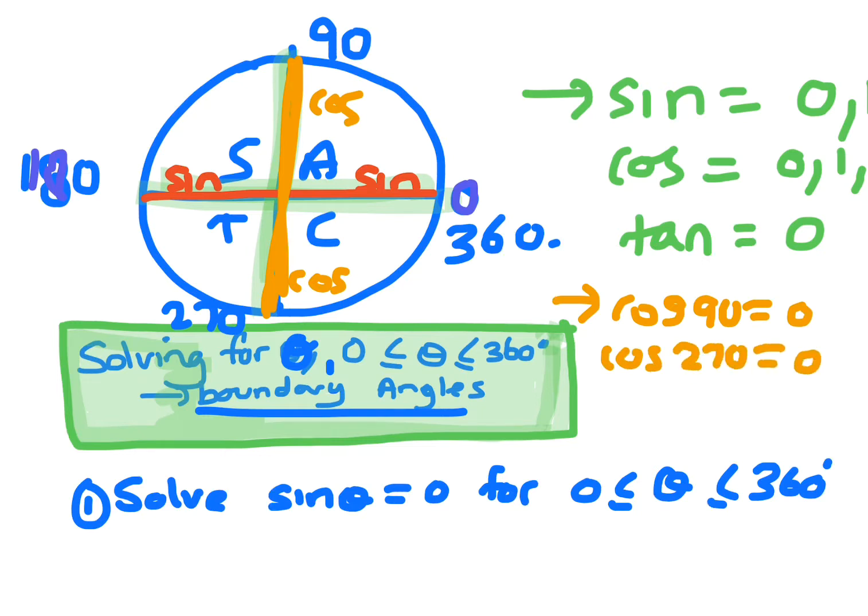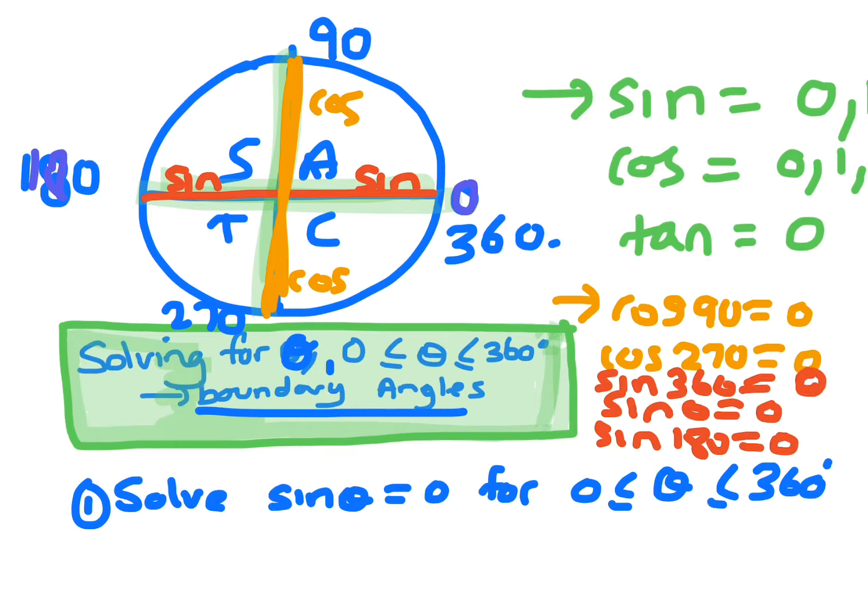And along the sine line, that's where sine is 0. So sine of 0 is 0. Sine of 180 is 0. And also sine of 360 is also equal to 0.